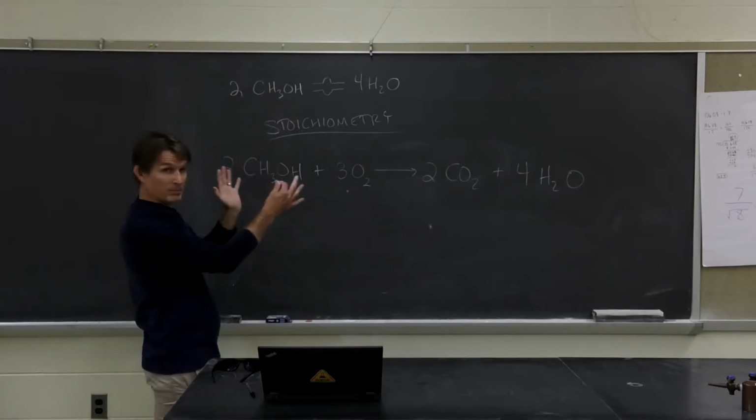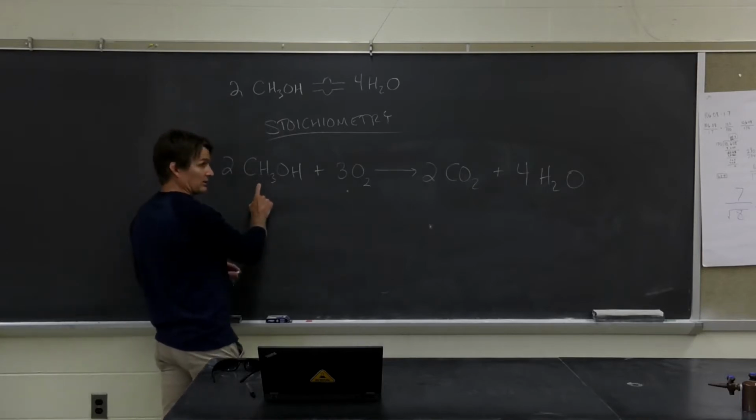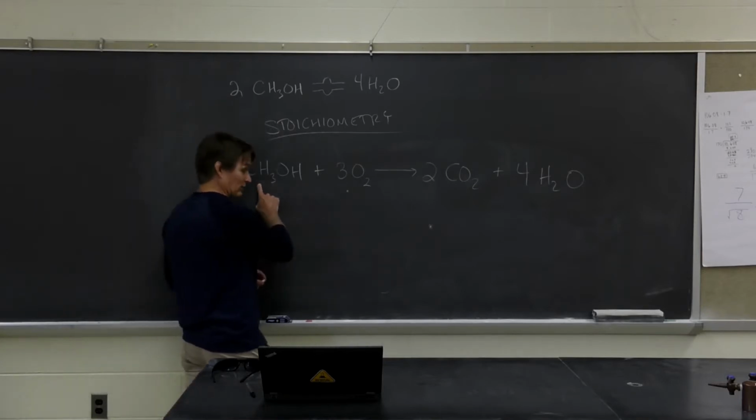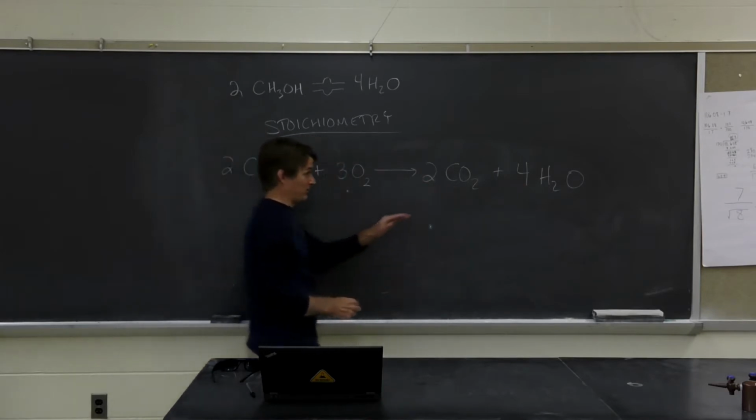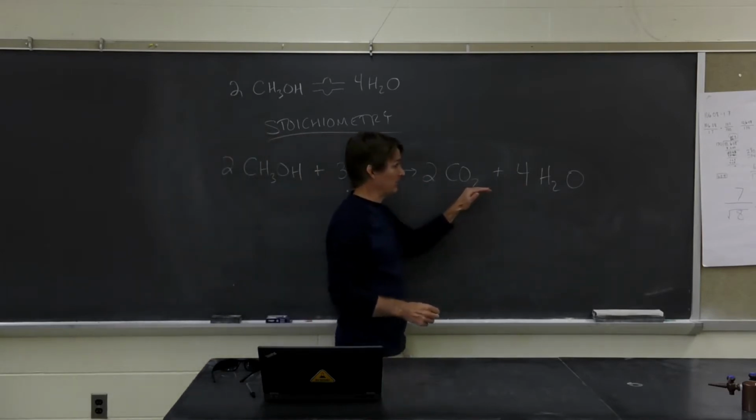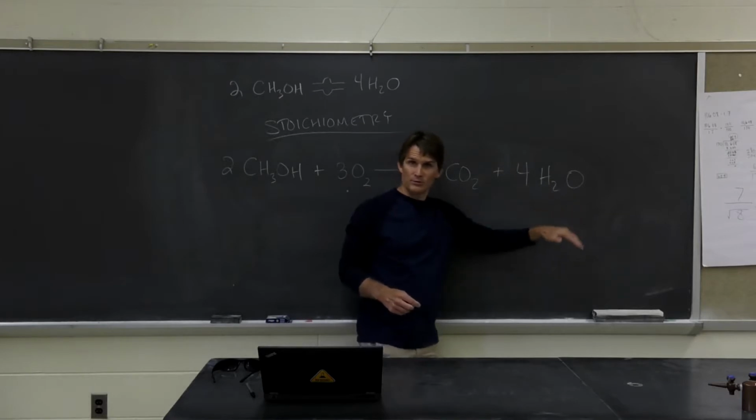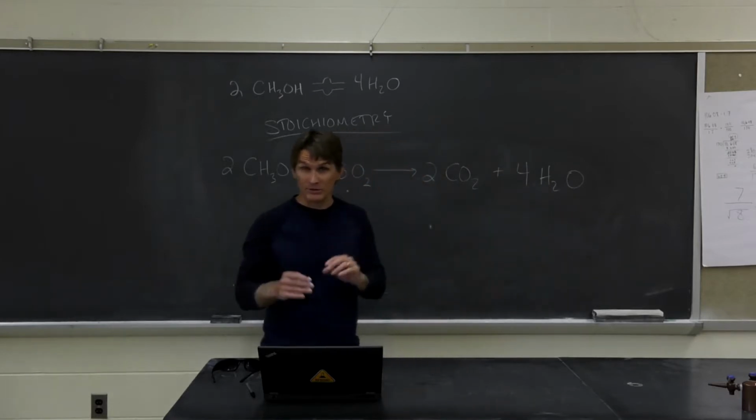There's a whole bunch of those embedded in here. I could write 2 of these is stoichiometrically equivalent to 2 of these. I could write 2 of these is stoichiometrically equivalent to 4 of these. And we'll be using those, and you should be able to see those relationships.